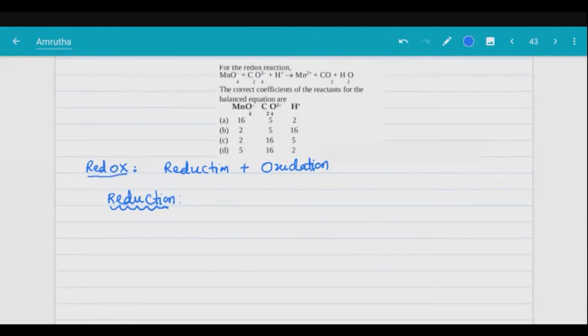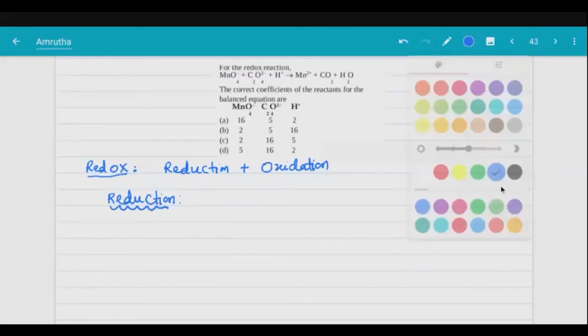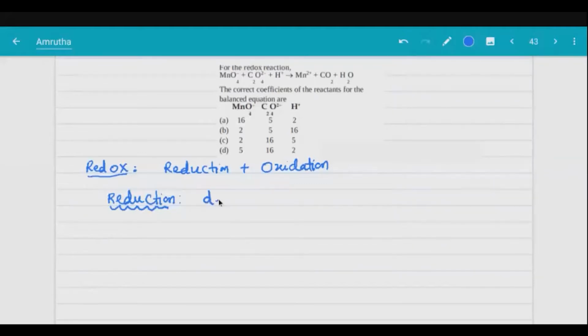But let me tell you one more simple way of finding reduction and oxidation. Yes, gain of electrons, that's true. I'll write in a very simple manner. Reduction actually means decrease in oxidation number. Very simple way we can define it. But what is oxidation number? So the reduction definition is fine, decrease in oxidation number. But what is it?